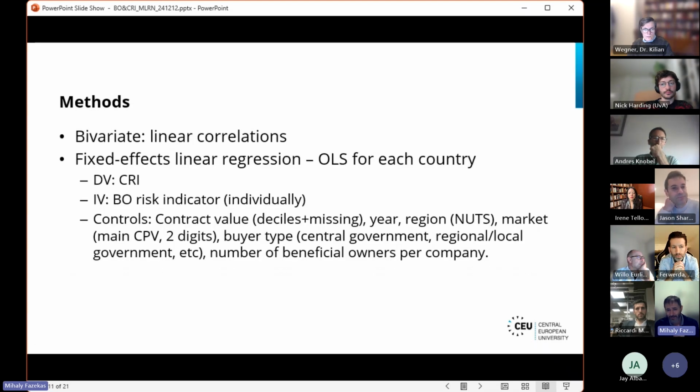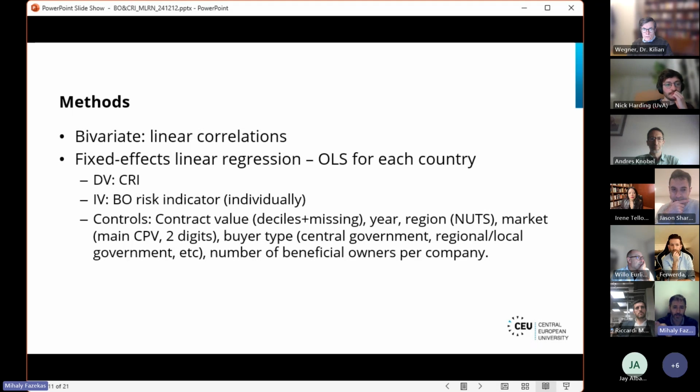Now, the method is relatively straightforward. We look at linear correlations. I won't bore you with that. None of that works. Then we go on to fixed effects linear regressions. Basically, within each country, we have the corruption risk index on the contract level. And then we have the various beneficial ownership indicators.